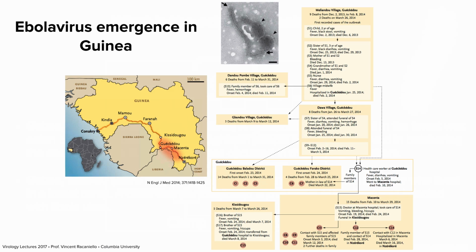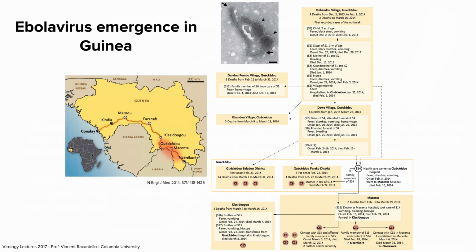So it begins in Milandiu village, and with 9 deaths in December of 2013. And it's thought that this all began with a 2-year-old child who got sick on December 2nd, died 4 days later. He had black stool and vomiting, and that's the index case, S1. And then this child passed on the infection to his sister, his mother, his grandmother, to a nurse, to a village midwife, who then passed it on to another family. And then it traveled to different villages, because some of these individuals provide care to different villages. So you can see it goes to another village here, and to another here, and to another here.